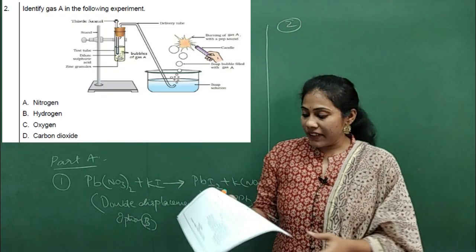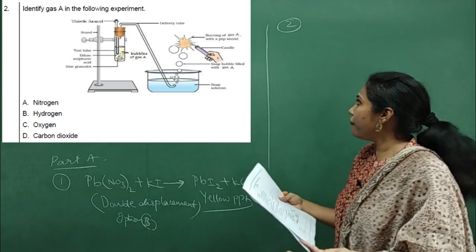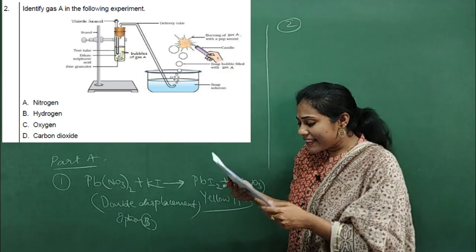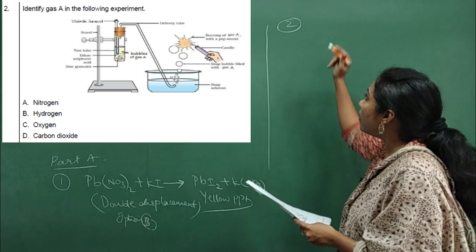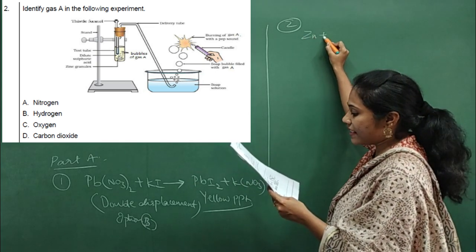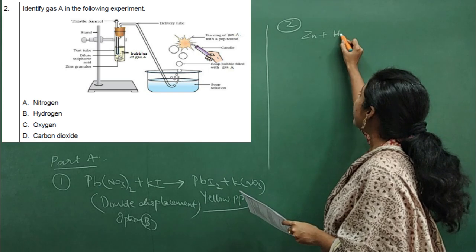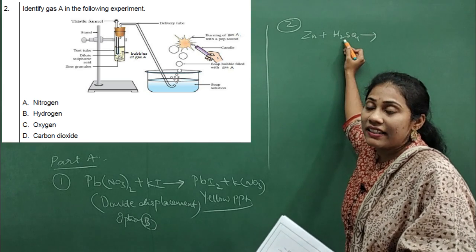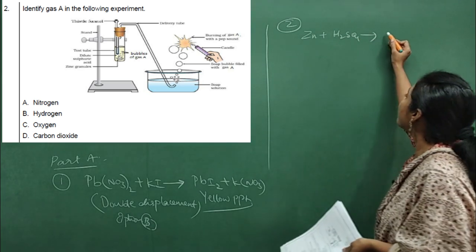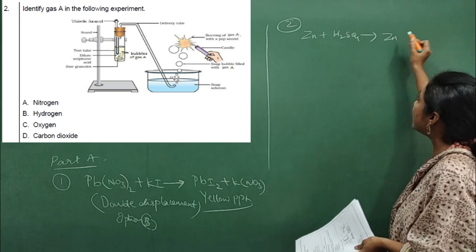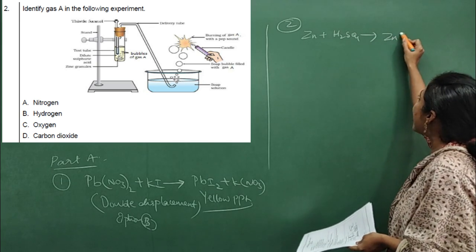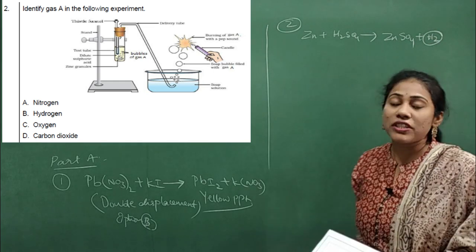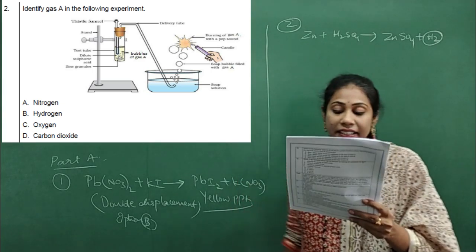See, there is a figure given, there is a diagram given. It's a very famous diagram from the chapter Acids, Bases and Salts, isn't it? And this diagram involves the reaction of zinc with sulfuric acid. Zinc is a metal, sulfuric acid is an acid. When metals react with acid, we all know that salt and hydrogen gas are formed. So which is the salt formed in this case? Zinc sulfate, and the gas formed is hydrogen gas, right?